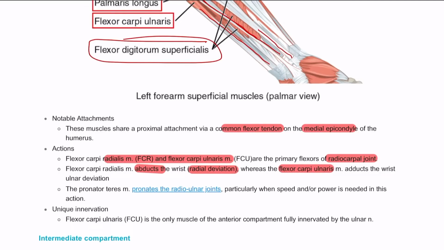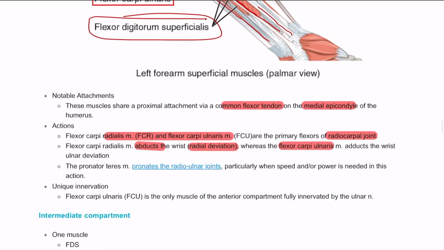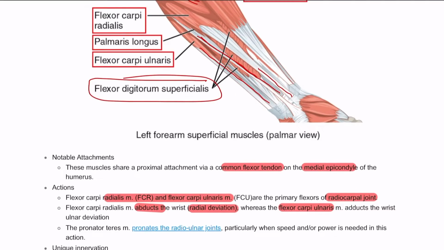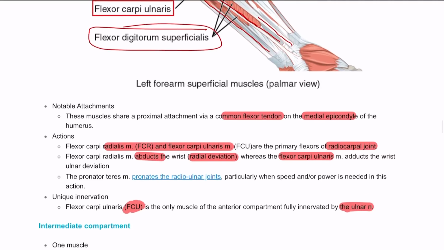and FCU, or the carpi ulnaris, would adduct, or cause ulnar deviation. And the pronator teres, which will pronate the radio-ulnar joint, will cause some sort of pronation in the arm. All of them are innervated by the median nerve, except the flexor carpi ulnaris, which is supplied by the ulnar nerve mainly. All right. So these are just quick notes on the flexors of the forearm.